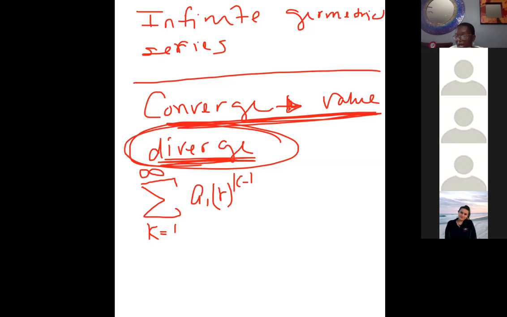Now, for these guys, be careful. In order to determine if one of these infinite geometric series is going to converge, you look at your r value, the absolute value of it. If it's less than 1, it is going to converge to a specific value.